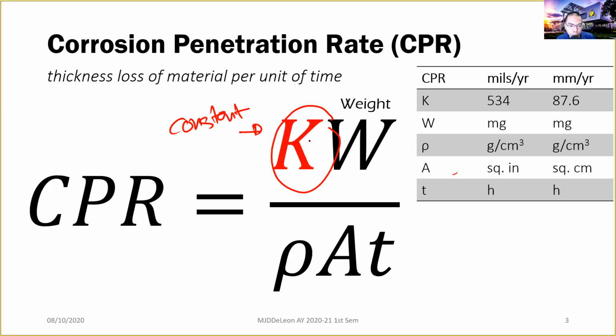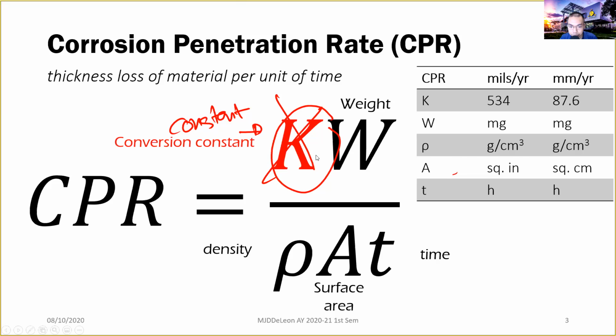In actuality, ang totoong formula ni CPR is wala tong K. But yung K natin, this is just a conversion constant para yung mga engineers natin na ayaw mag-compute, meron lang silang inputs, meron ka lang conversion factor na ginagamit. So, for example, we have weight, density, surface area, and time.